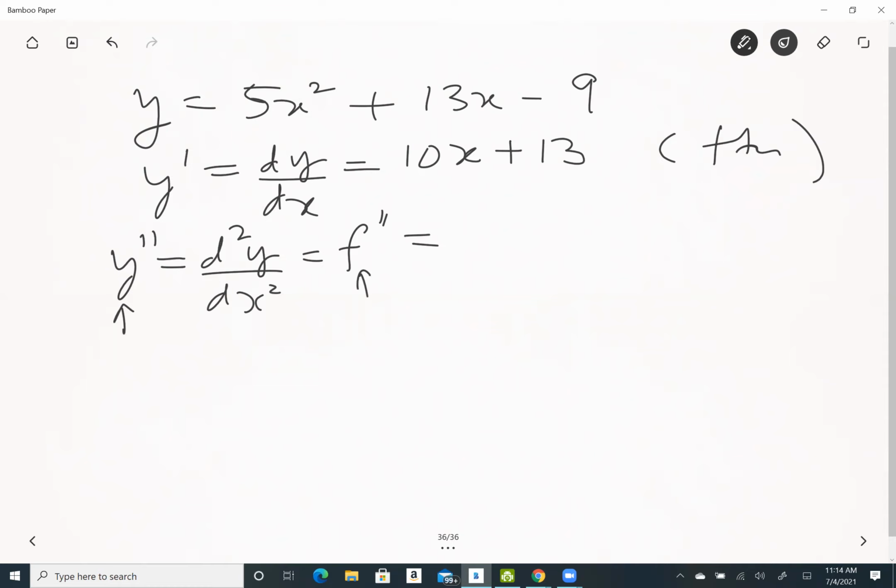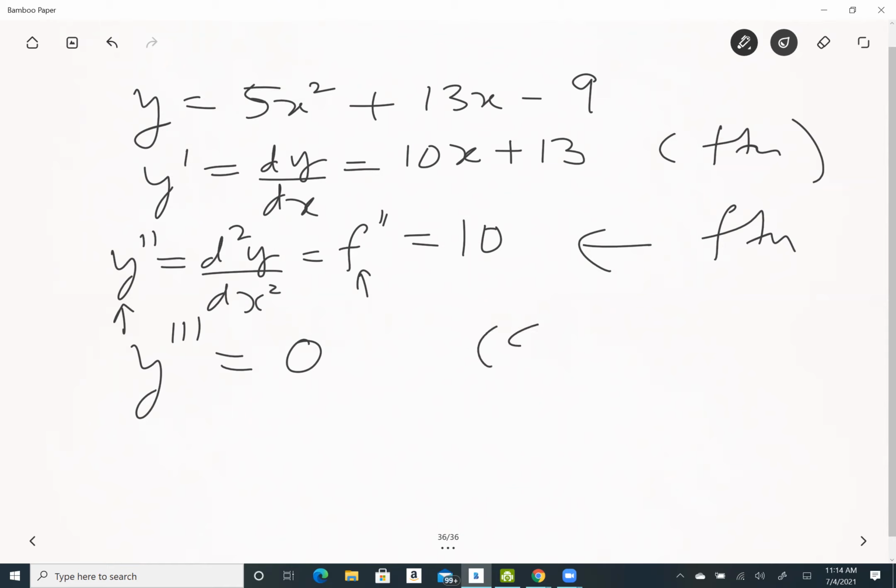10. Now, is 10 a function? What function is that? Does anybody remember? A constant function. A constant is still a function. So you can take the y triple prime, the derivative of 10. What do you get? You get 0. Differentiate a constant, you get 0.